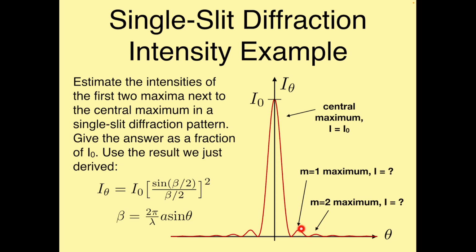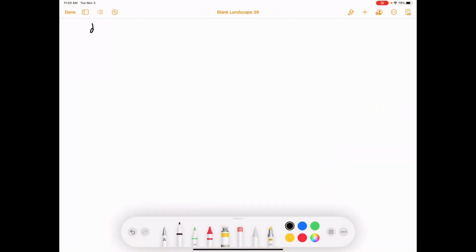And the intensity is not the same. It's a much lower intensity at these m equals 1 and m equals 2 maxima. What we're going to do is estimate what those intensities actually are relative to that central intensity. Okay, so let's work this out. So remember, the diffraction minima, these occur whenever a sine theta is equal to m times lambda for m equals 1, 2, 3, and any integer beyond that.